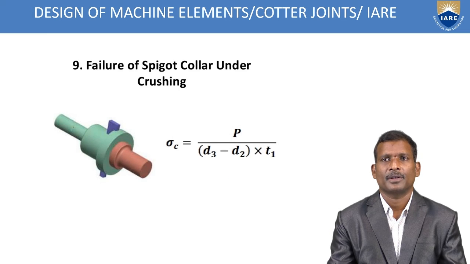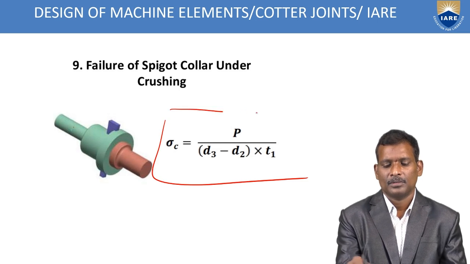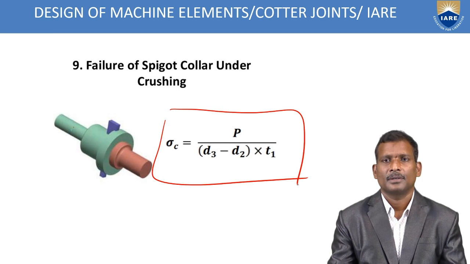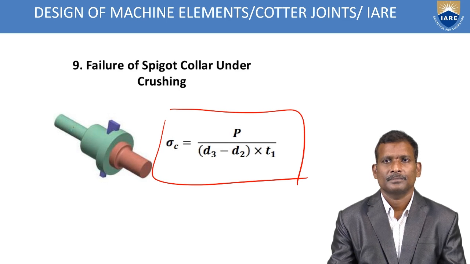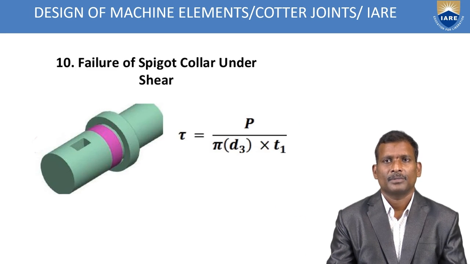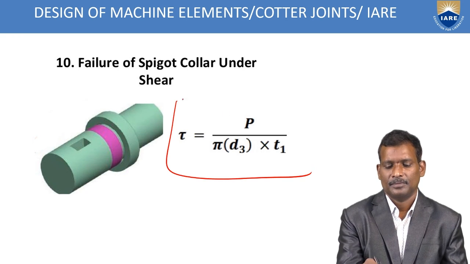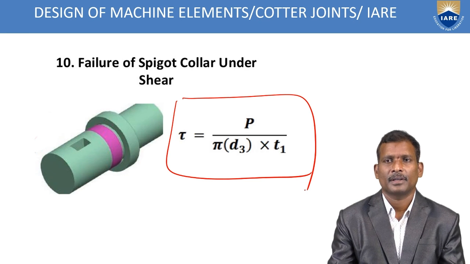Next, the ninth one is failure of the spigot collar under crushing, when it is subjected to compressive crushing load. You may use this relation: P by D3 minus D2 into T1. You may calculate the T1 value, the spigot collar thickness. The tenth one is the failure of the spigot collar under shear. Again you calculate T1, and you can check the induced shear stress.